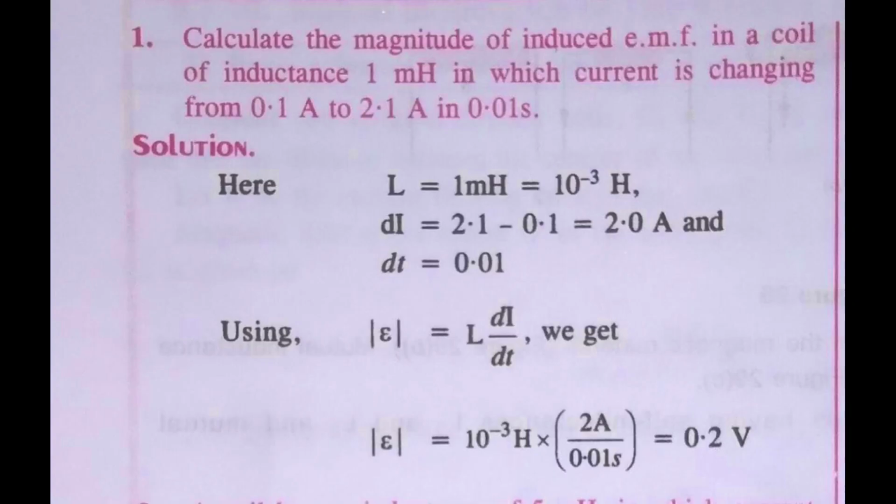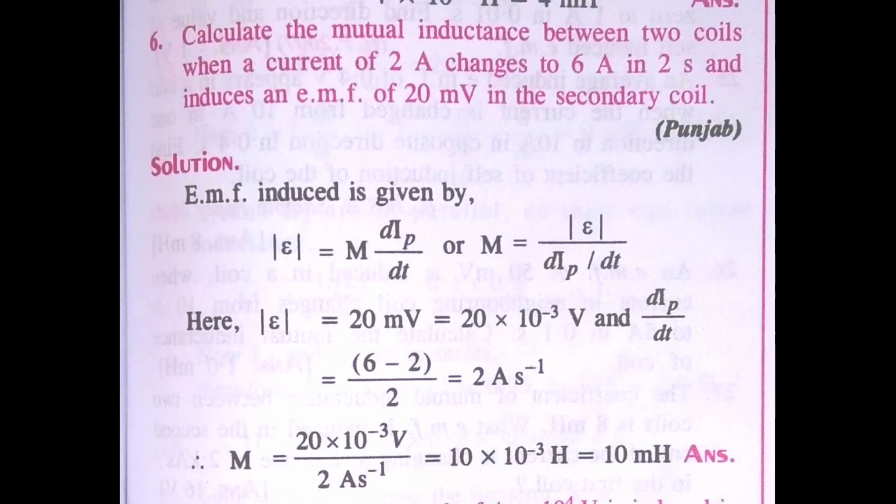In the question, it is mentioned that the current is changing from 0.1 ampere to 2.1 ampere. So we have the value of di, 2.1 minus 0.1, final minus initial, and the time is also given in which it is changing, that is dt. So by using the formula epsilon is equal to L di over dt, we have the final answer, that is 0.2 volt.